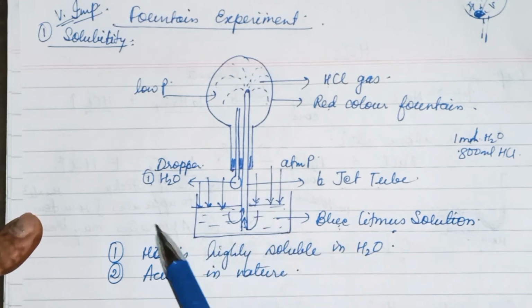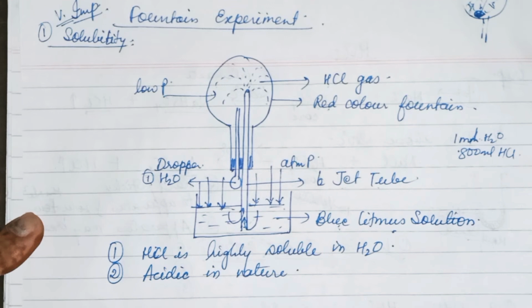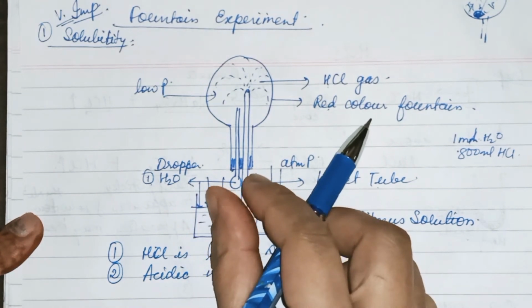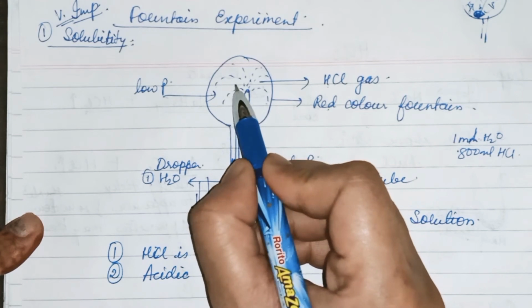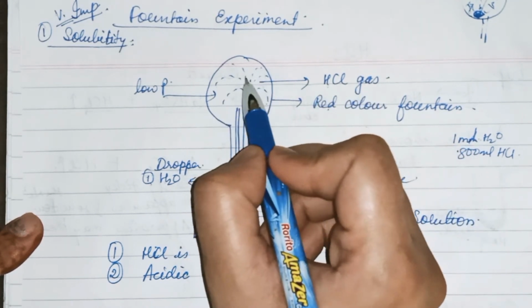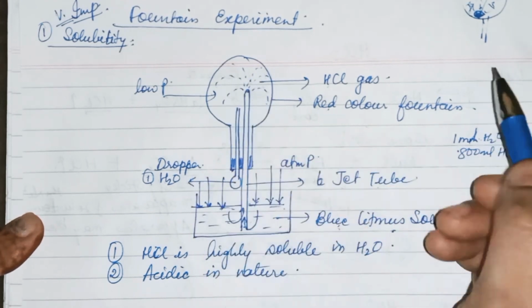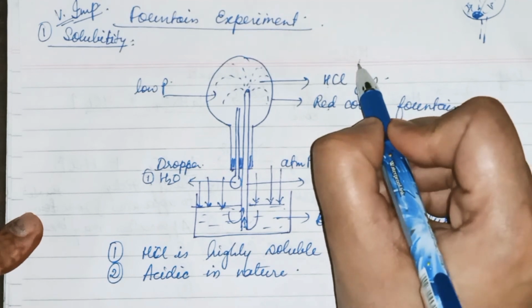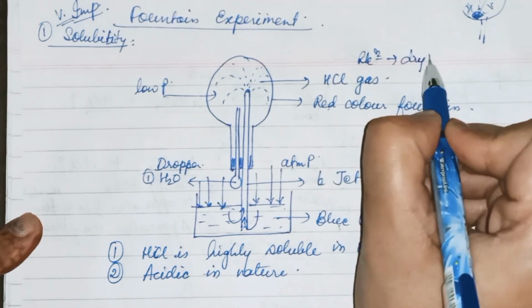Now see how the experiment is carried out. When we squeeze the dropper, some of the water molecules will get inside this bottle, and the HCl gas which is collected in this flask, that we are getting from the reaction, okay, from the reaction we are getting dry HCl.